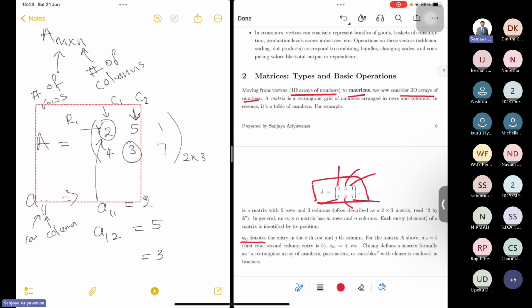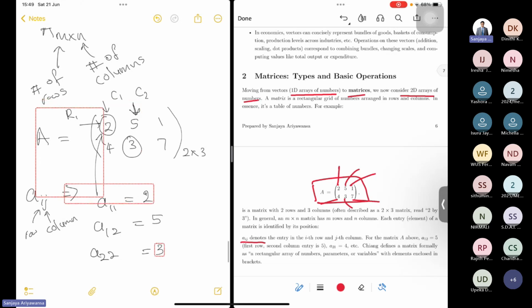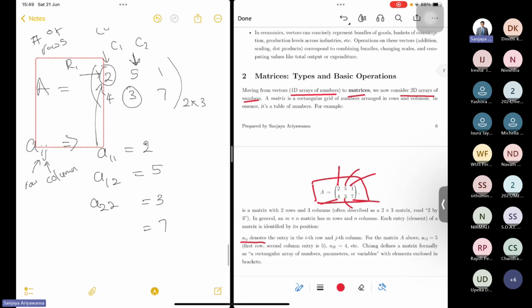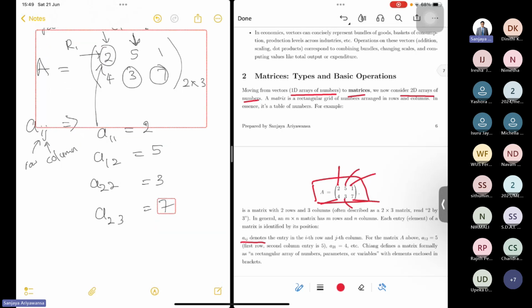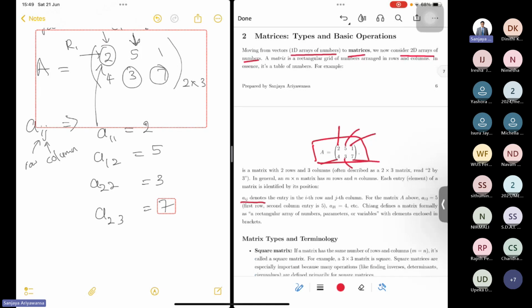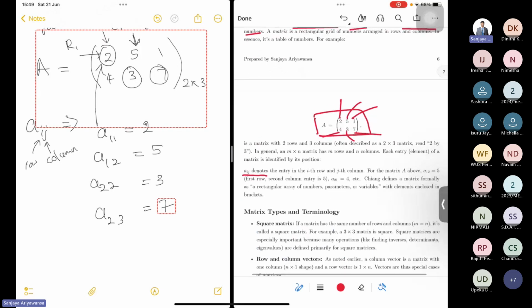So 3 is in your second row, second column, right? Fine. Let's say 7. 7 is in your second row, third column. So each of these components is represented by Aij. i is your ith row and j is the jth column positioning. So that's what we talk about here.